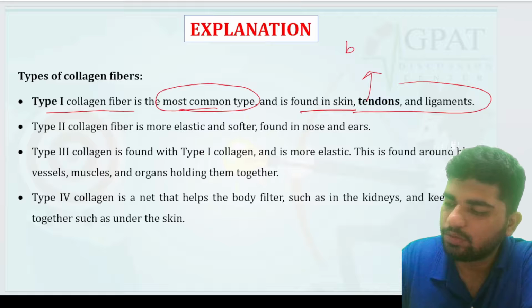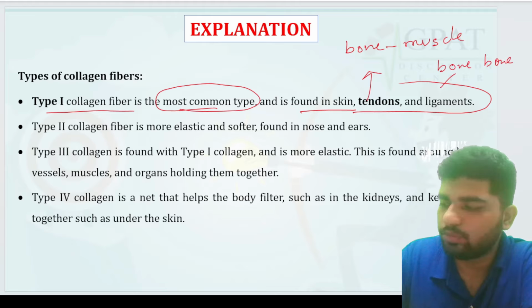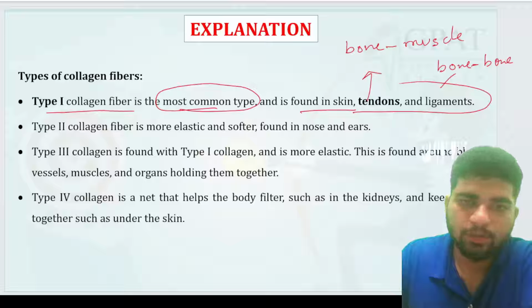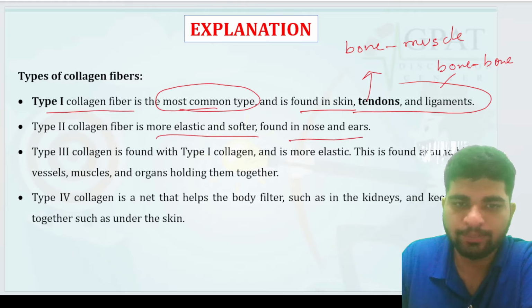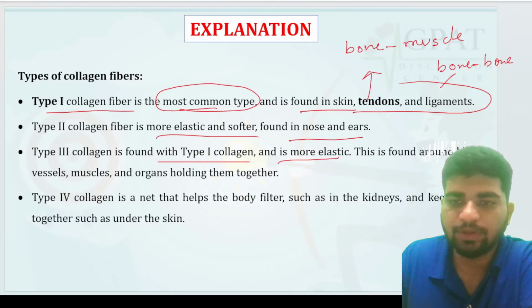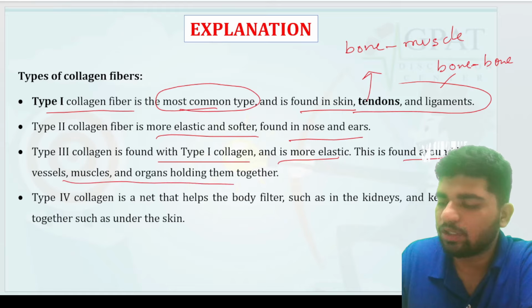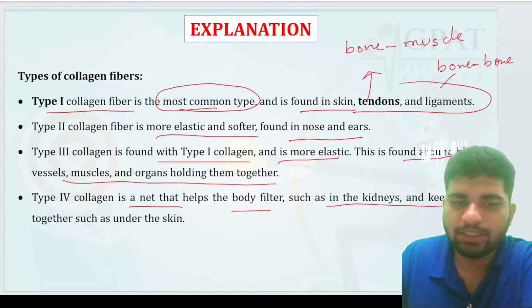Tendons connect muscle to bone, whereas ligaments connect bone to bone. Type 2 collagen fiber is more elastic and softer, found in the nose and ears. Type 3 is found with type 1 collagen, is kind of similar and more elastic, and is found around blood vessels, muscles, and organs, holding them together. Type 4 is a net that helps the body filter, such as in the kidneys, and keeps layers together under the skin.